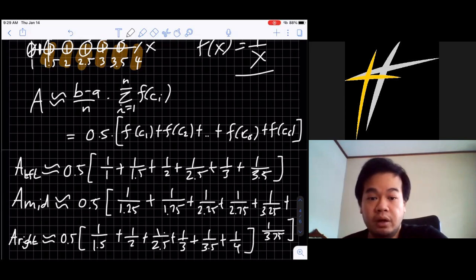Okay. So that's how you do the Riemann sums. That's how you use the Riemann sum to approximate the definite integral, the area below the graph. Okay. Thank you.